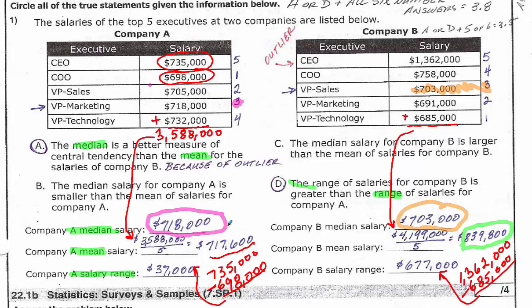C, the median for B is larger than the mean for B. Well, the median is 703. The mean is 839,800. That's the one affected by the outlier. Also not true. And finally, D, the range for B is greater than the range for A. Well, you bet it is. The range for B is 677,000. That's huge compared to only 37,000.